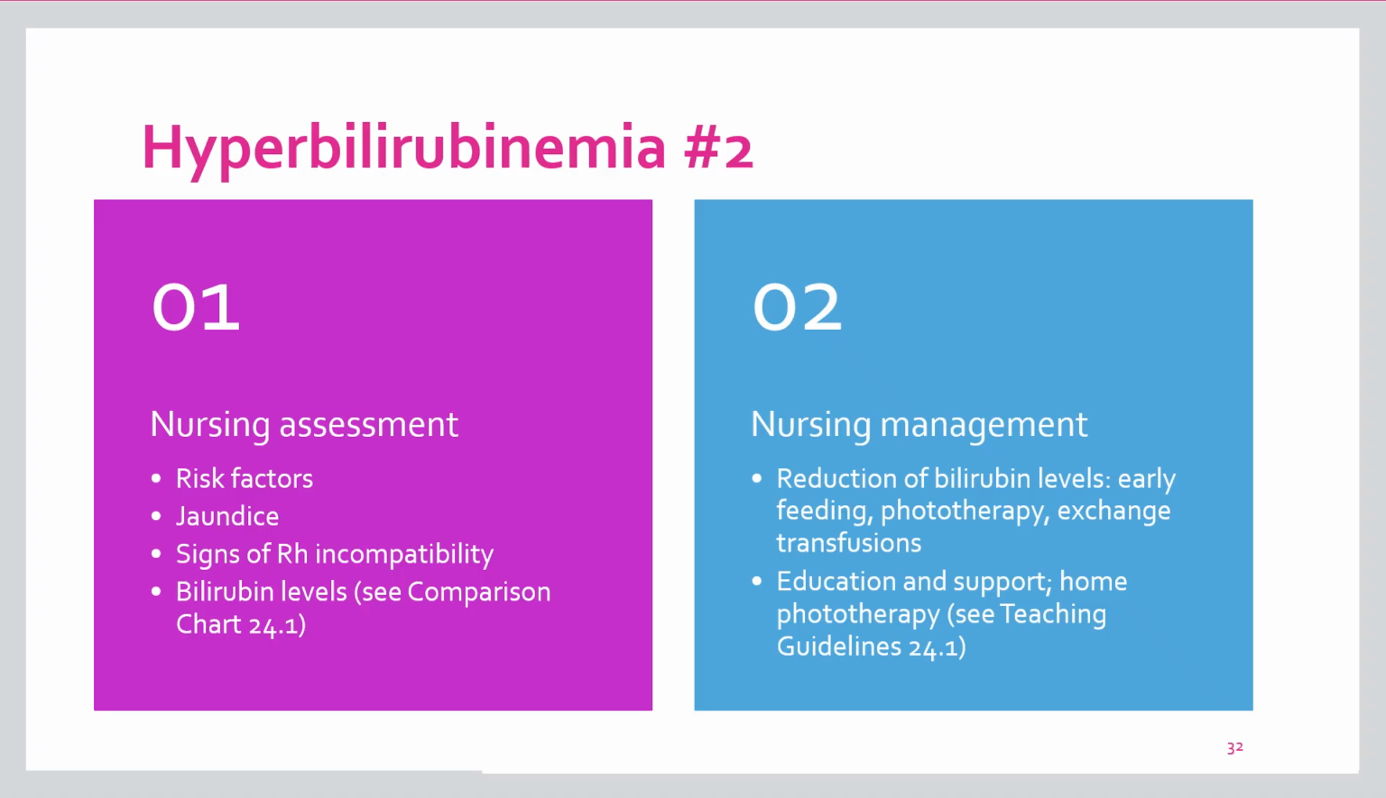We also need to maintain the bilirubin levels for the baby, making sure they are within the normal level during the time when they are having jaundice. And nursing management is reduction of bilirubin levels, early feeding, and then phototherapy and exchange transfusion.